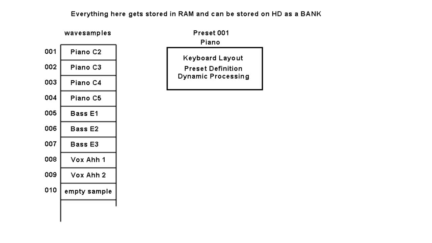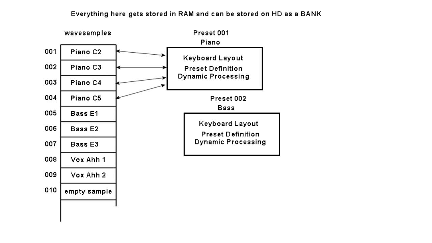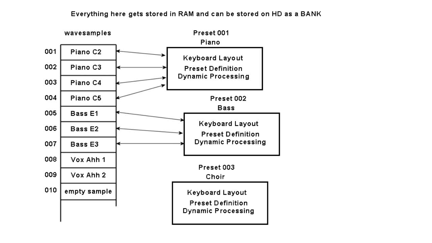First we'll make a piano preset. We select the piano wave samples, allocate them to preset 1 and set preset definition and dynamic processing to suit. We can then create another preset for bass. So we allocate the bass wave samples to this preset and set preset definition and dynamic processing to suit. Same again for a choir. We create another preset and allocate the wave samples.